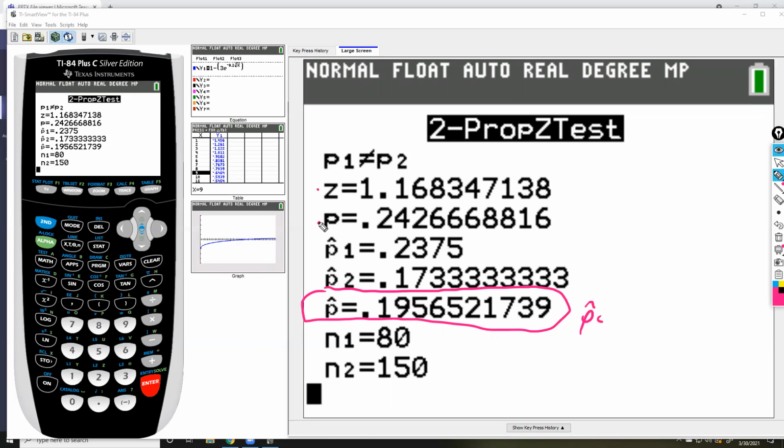So again, this idea of the pooled proportion is the biggest new idea that we're looking at today. Everything else should be more or less the same. The way you put it in the calculator is pretty much the same. The way you're going to write the rest of your steps and the process are pretty much the same. So we're going to look at one more example here.